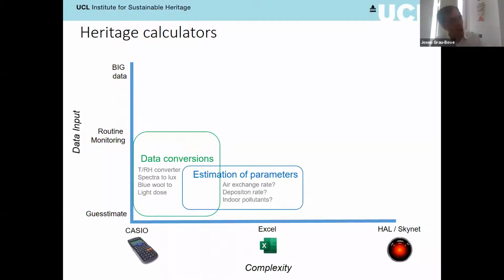Another common type of calculator is for estimation of parameters. These are those calculations that are a little bit more complex, but that wouldn't require any data input. So for example, you would have estimation of air exchange rate given the properties of a box or an enclosure. The estimation of a deposition rate of dust given the size of your room and the amount of air motion. This type of thing.